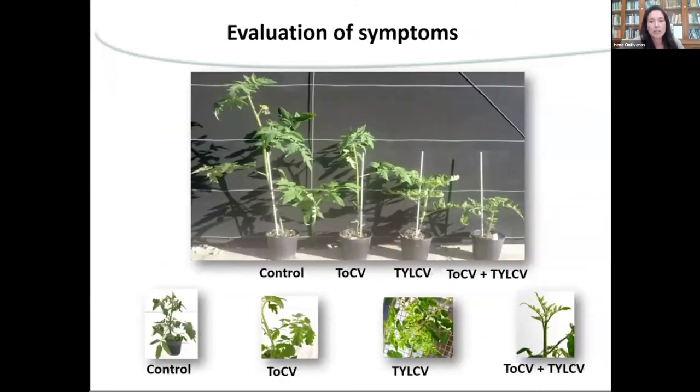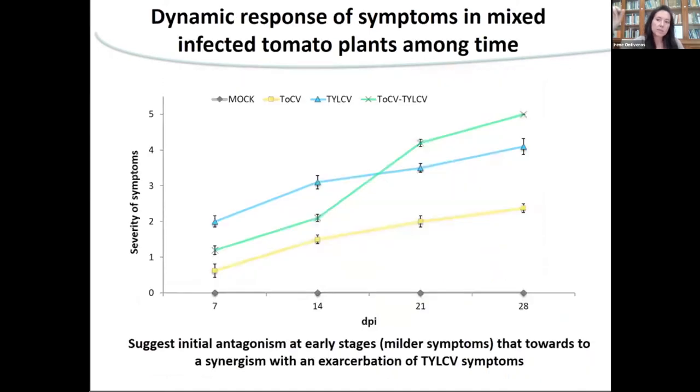Well, among all the experiments we developed here, we compared both single and mixed infections with TOC and TY-LCV, using healthy plants as control. Here in this slide, you can see the comparisons of the phenotypic changes induced in each single or double infection when comparing with the healthy plants, the control. Symptoms observed in all the plants we tested ranged from moderate, which corresponds to the values 1 and 2 in this 0 to 5 scale, to severe, corresponding with the values 4 and 5.